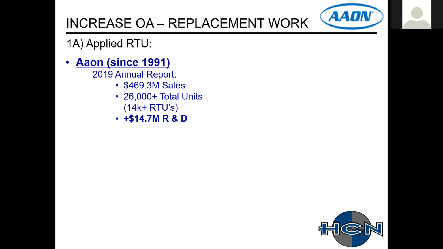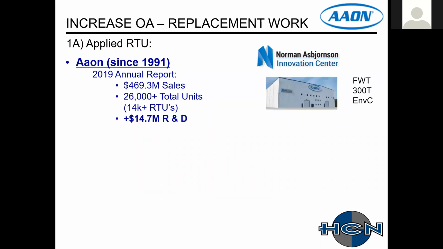And then, obviously being in sales, we always like to see manufacturers investing in updates with research and development. AAON had a healthy $14.7 million spent in 2019. And along those investment items that we in the field are happy with, AAON a few years ago built the Norman Asbjornson Innovation Center. This is an advanced testing center. It's like 135,000 square feet, located in Tulsa, Oklahoma, next to one of their 2 manufacturing plants.